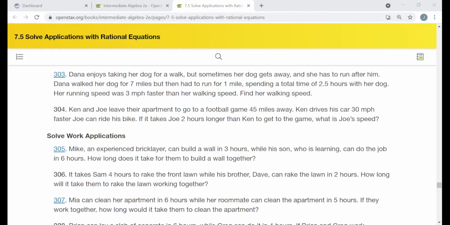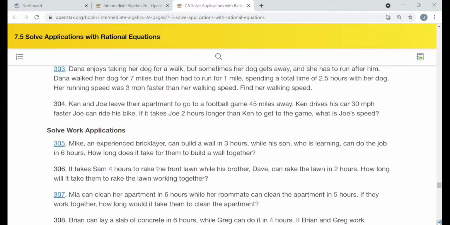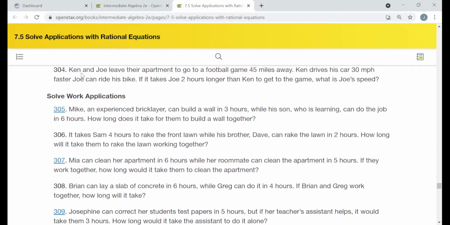Right, so the final example, example 20, this is exercise 304. So it's about Ken and Joe. Ken and Joe leave their apartment to go to a football game 45 miles away. Ken drives his car 30 miles per hour faster than Joe can ride his bike. And Ken is also apparently a jerk because he doesn't offer Joe a ride. Anyway, if it takes Joe 2 hours longer than Ken to get to the game, what is Joe's speed?